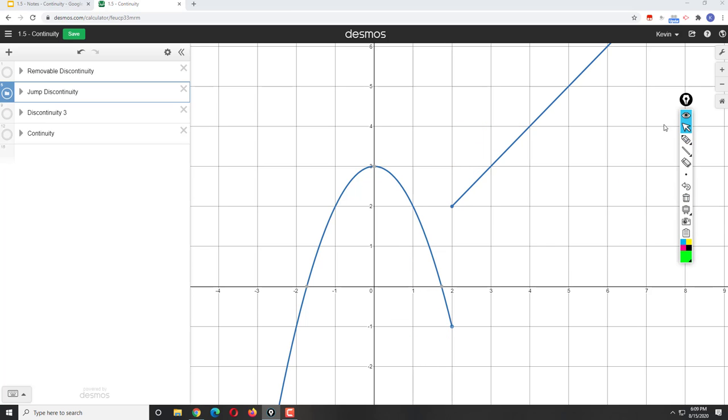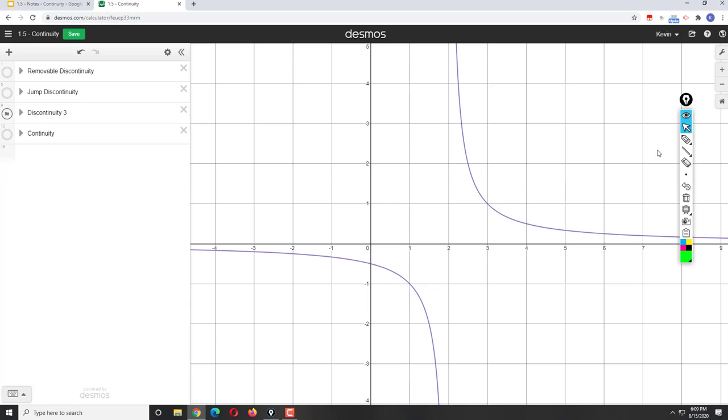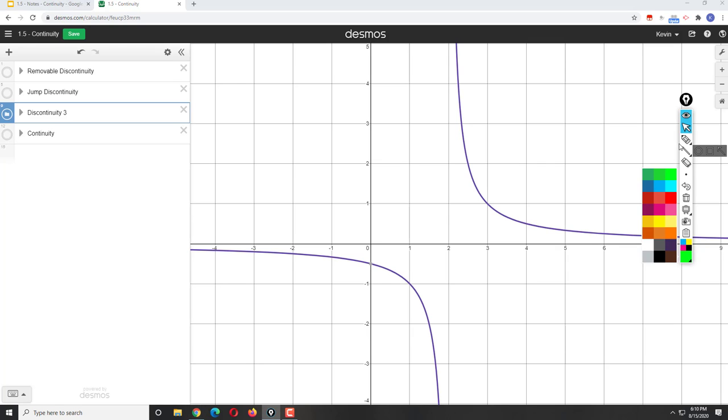One more type, final type. This is the graph of f of x is equal to 1 over x minus 2. From the left-hand side, this goes to negative infinity, which is not a number, but it's going towards negative infinity. From the right-hand side, it's going towards positive infinity.